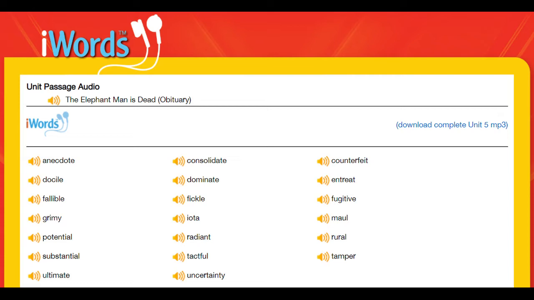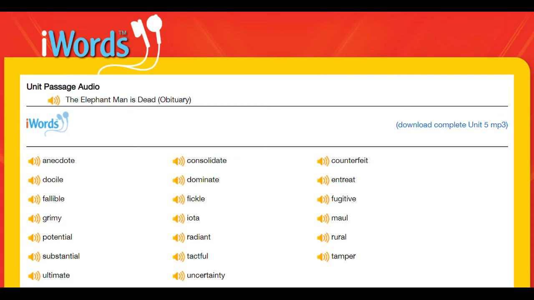Word 11 is iota. Iota is a noun, meaning a very small part or quantity. You may know someone who behaves as though he or she doesn't have an iota of good sense. And, at sentencing, a criminal may not show an iota of remorse.